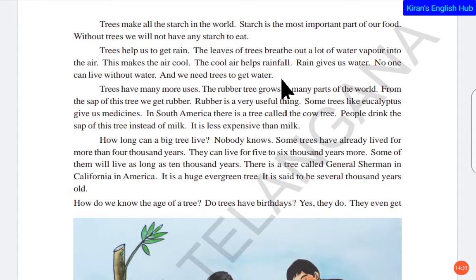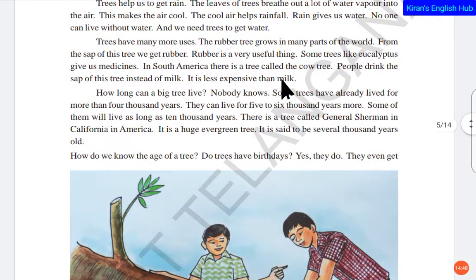Okay, we need trees to get oxygen, we need trees to get the food, and we need trees to get the water. If there are no trees, no food, no oxygen and no water, and the result is humans will die. Okay, so trees are that much important, guys. Trees have many more uses.